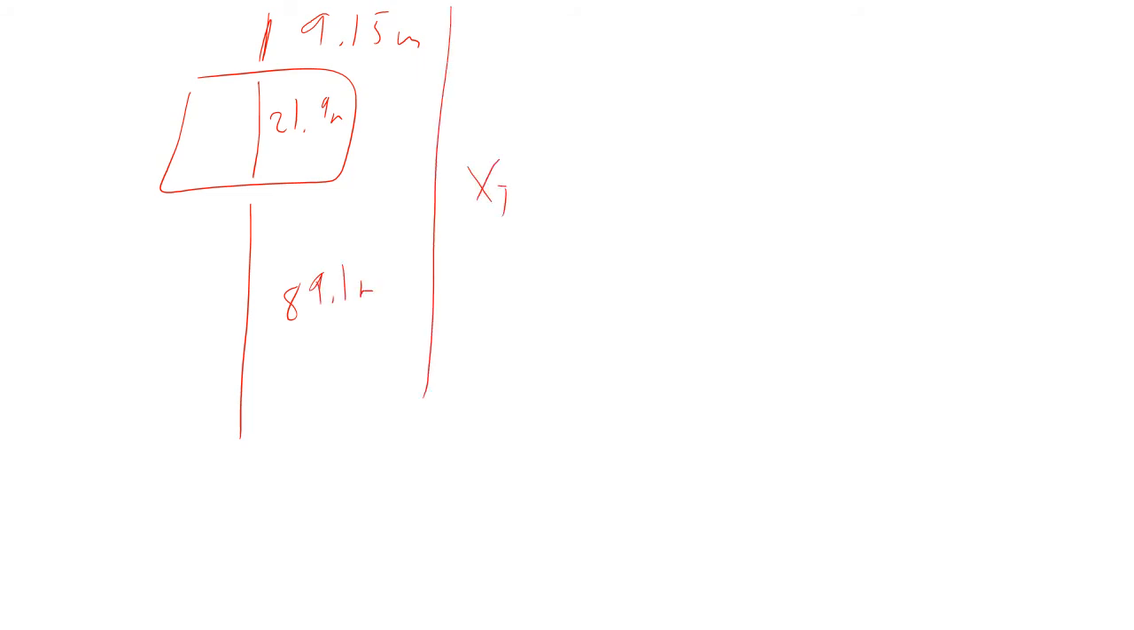Now we have the entire problem. We have found that this was 9.15 meters. We were given that the distance across the scoreboard was 21.9 meters. We were also given that this was 89.1 meters. So the total distance, you just add up all those, that's 120.2 meters. So now we know the total distance. Knowing the total distance means we have more than one way of solving the problem.